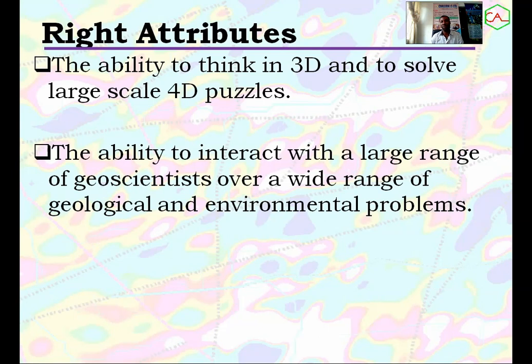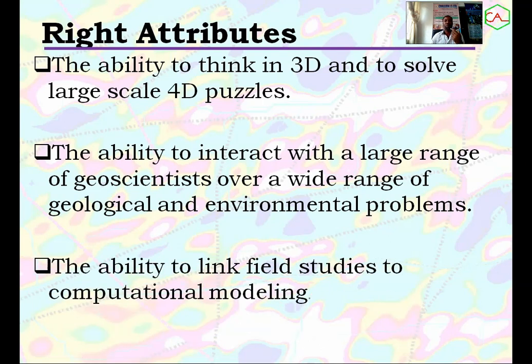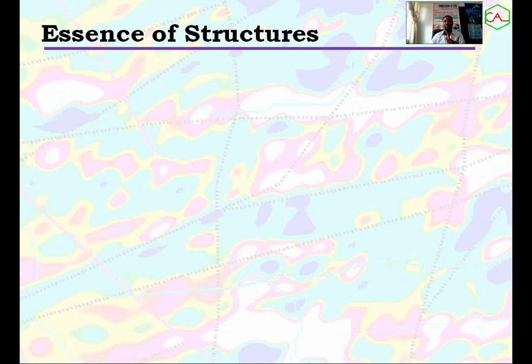The second one is the ability to think and interact largely with other geoscientists to have a wide view range of geological and environmental problems. We also need to be able to link whatever we are seeing in the field and bring it into a kind of computational modeling for us to appreciate it in 3D. What is the essence of the structures we are looking at?